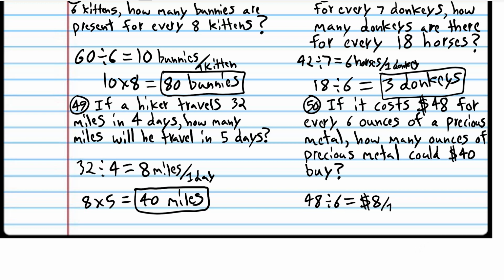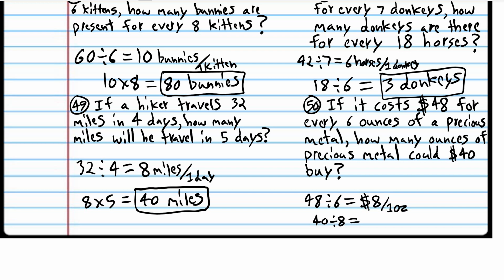per ounce, or for every 1 ounce. Ounce is abbreviated OZ. How many ounces of precious metal could you buy with $40? So $8 buys 1 ounce. You have $40. So in this case, you're going to divide 40 by 8. In other words, you're going to try to see how many times 8 goes into 40, because you want to know how many ounces you can buy.